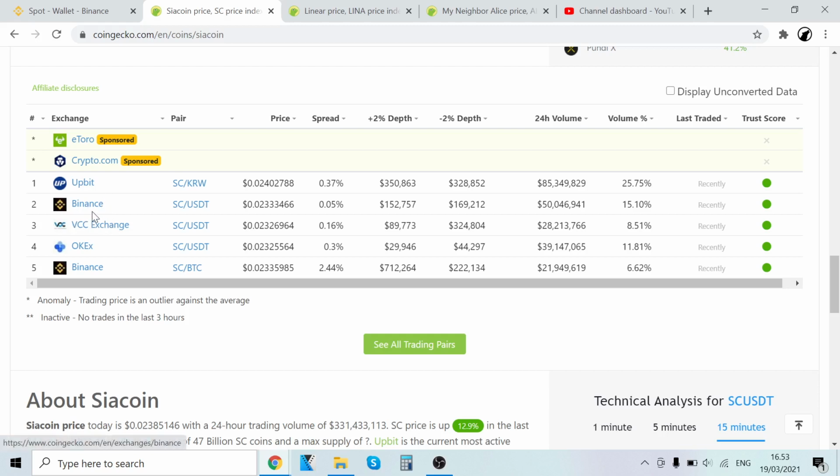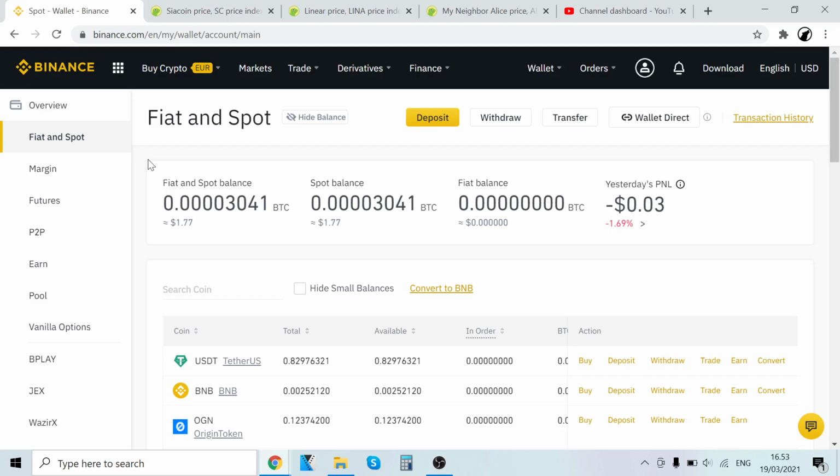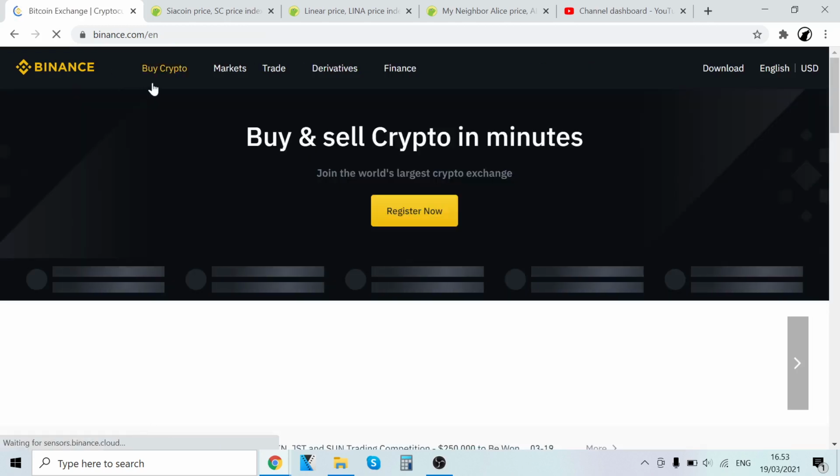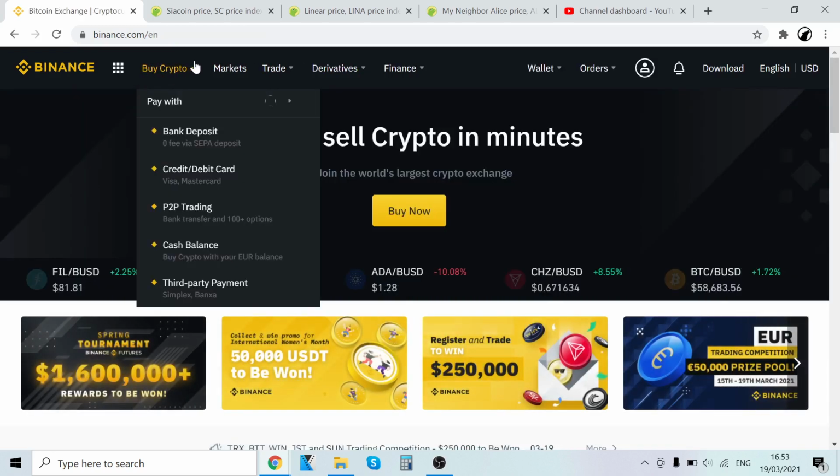Out of these, I have used only Binance, okay? And I have been using Binance for over 3 years now, okay? And it's the world's largest cryptocurrency exchange. And let me show you how to buy Siacoin on Binance.